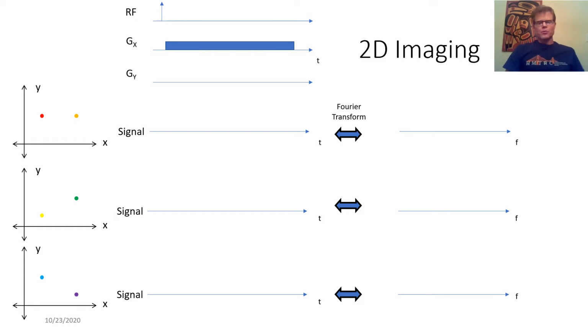So I want to go through this example here where the goal is I've got three different configurations of a 2D object here. And I want to figure out how we can distinguish these three different possible configurations of the object.